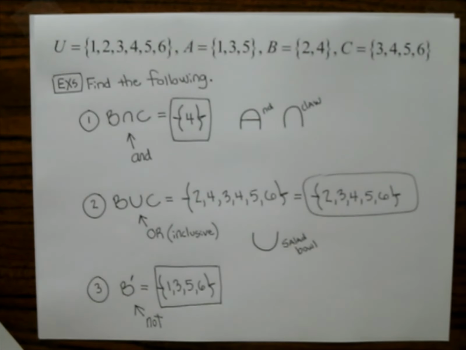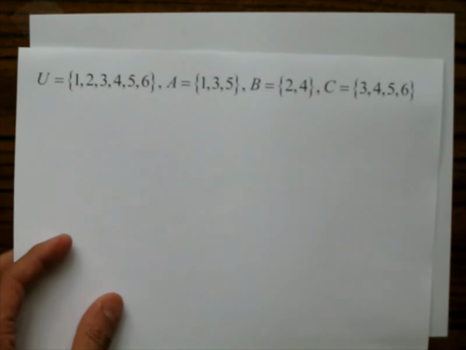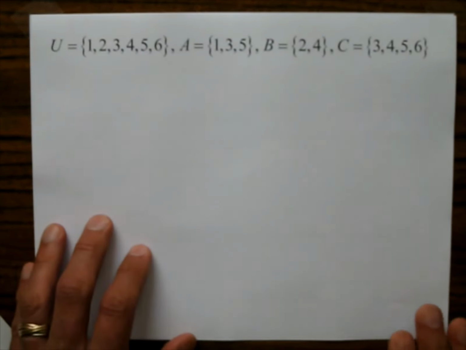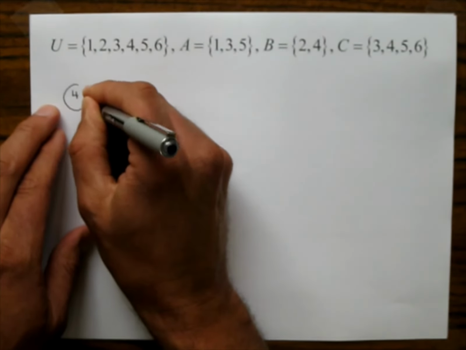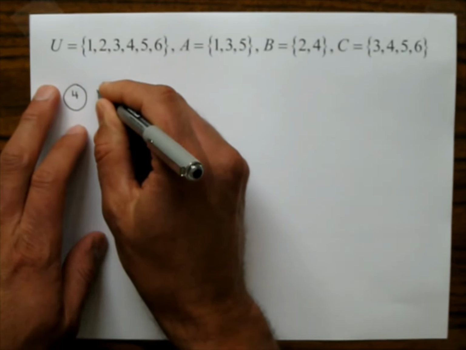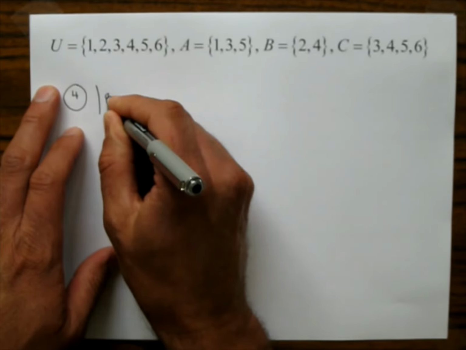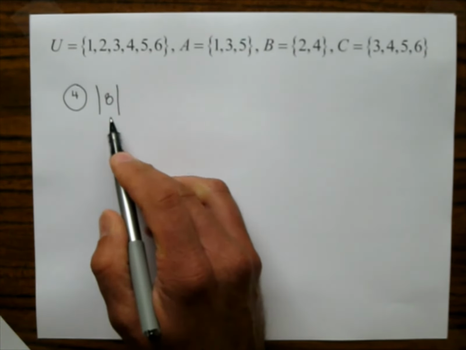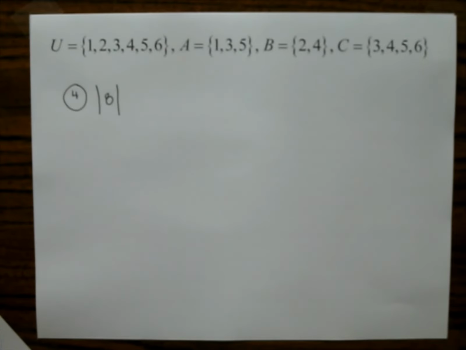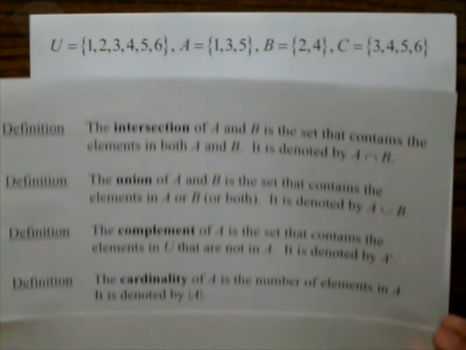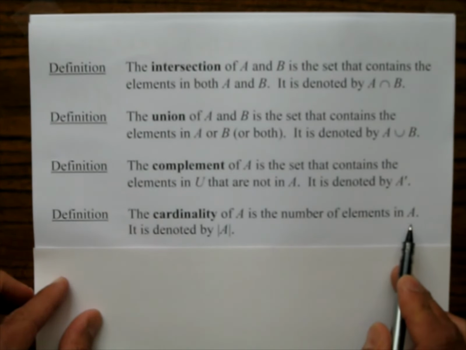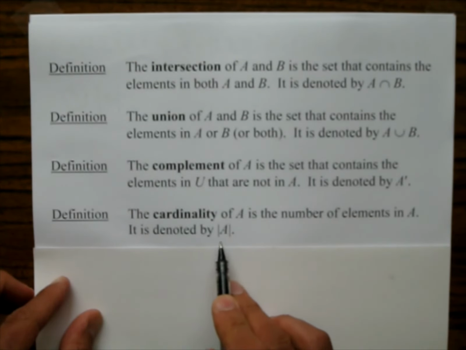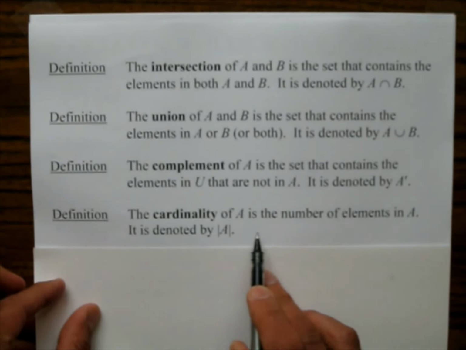Let's go ahead and do some more examples. Hopefully we've seen that. The next new thing that we're going to get, we'll call this problem number 4, and the directions are: find the following. It looks like absolute values, but in set theory it has a whole new meaning. So let's take a look at the definition. This is called the cardinality. The cardinality of a set A is the number of elements in A. It is denoted by something that looks like an absolute value.